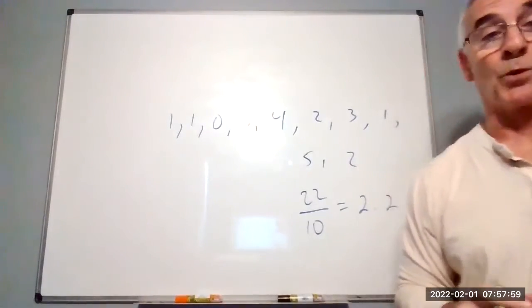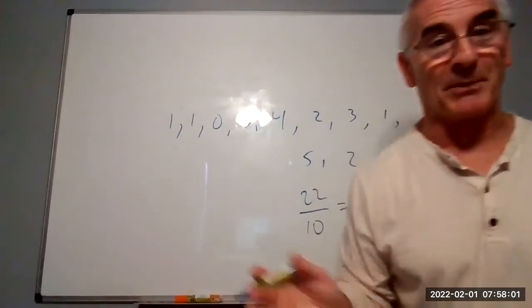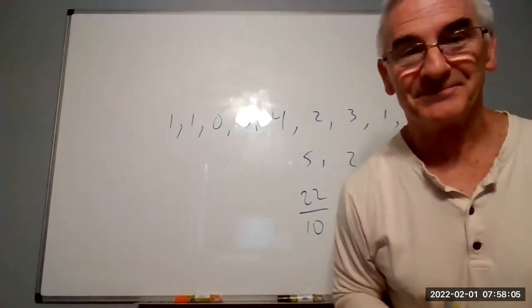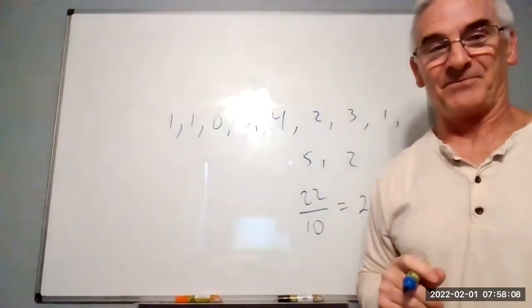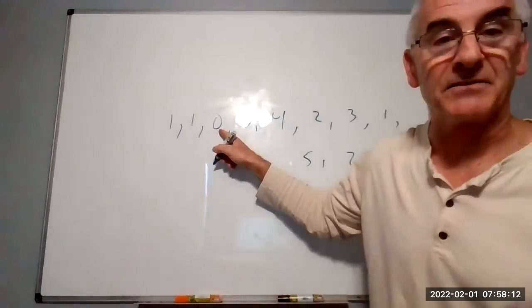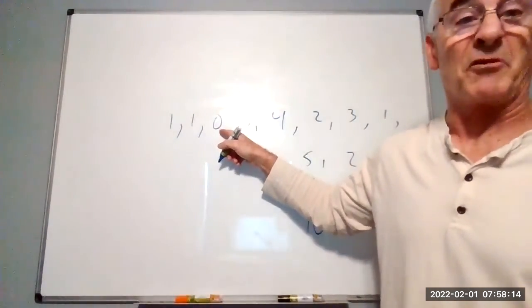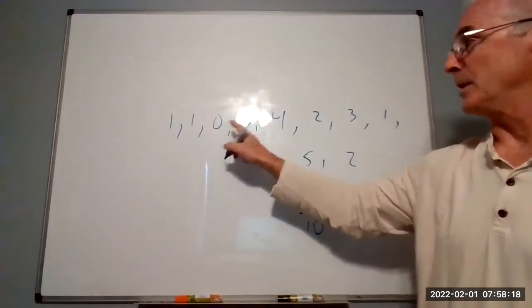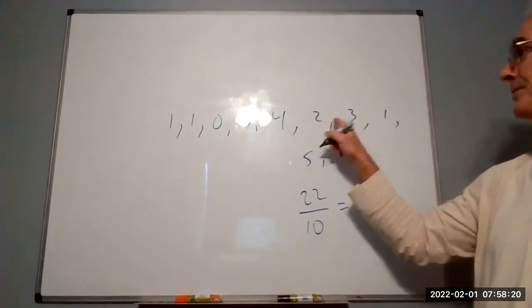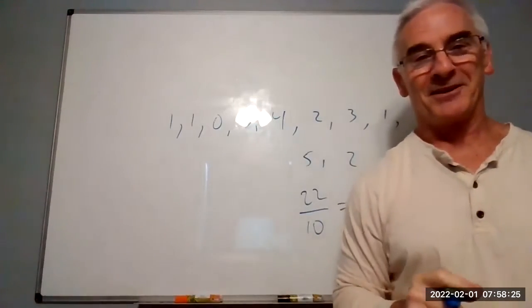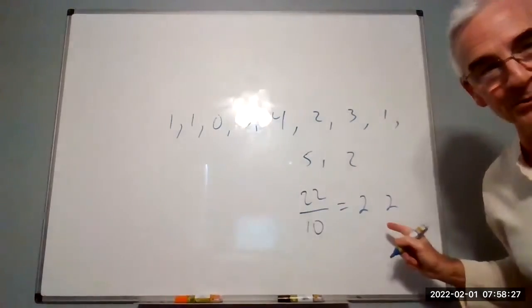Okay, now we're going to vote on something. Maybe we're picking a president of our club or something. And there are 5 candidates. Now, this person, I didn't vote for anybody. I didn't like any of the candidates. So my 0 means I didn't vote for anybody. So I voted for candidate 1, I voted for candidate 1, didn't vote for anybody, candidate 3, candidate 4, candidate 2, candidate 3, candidate 1, candidate 5, candidate 2. So do we say candidate 2.2?